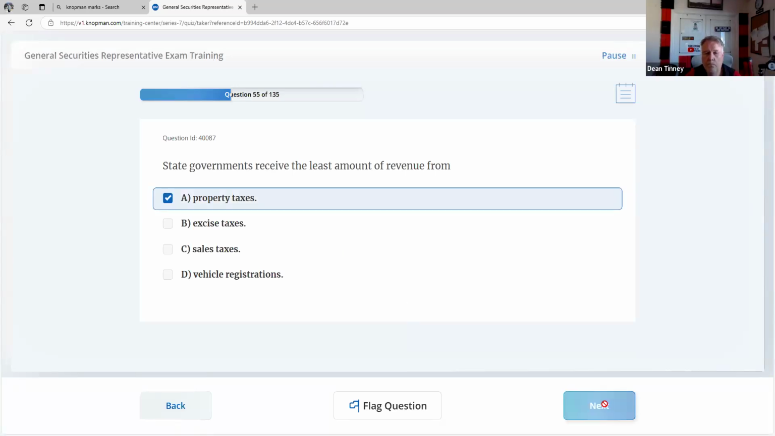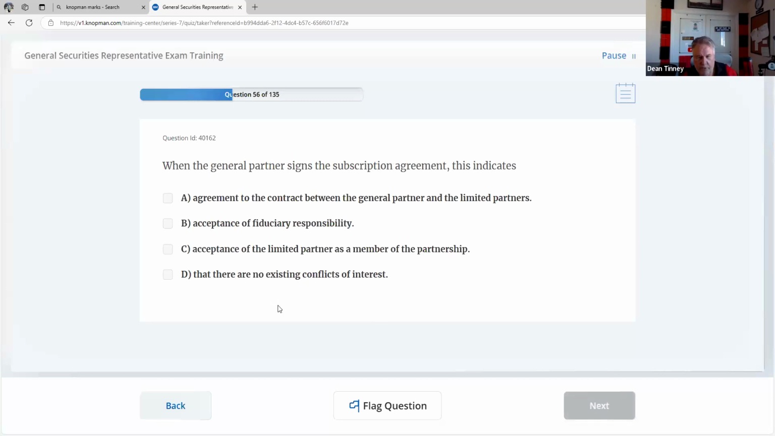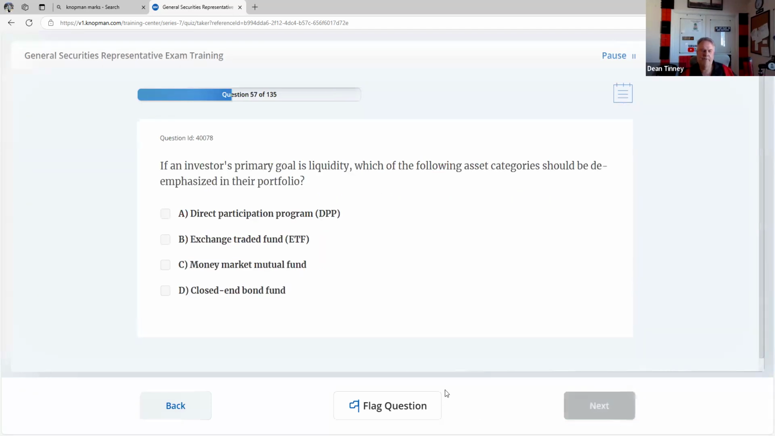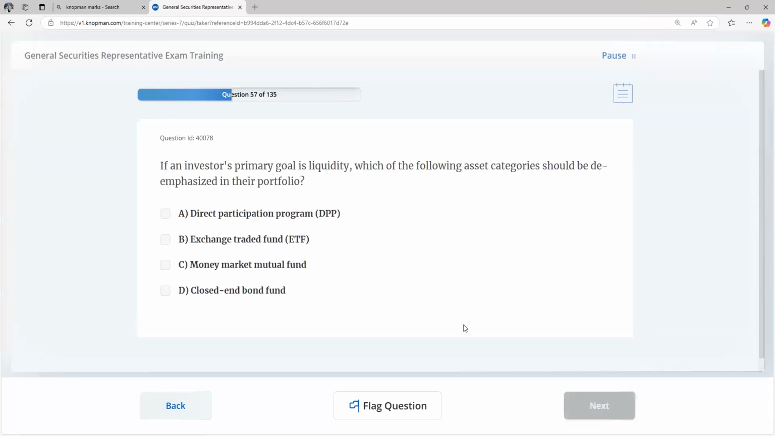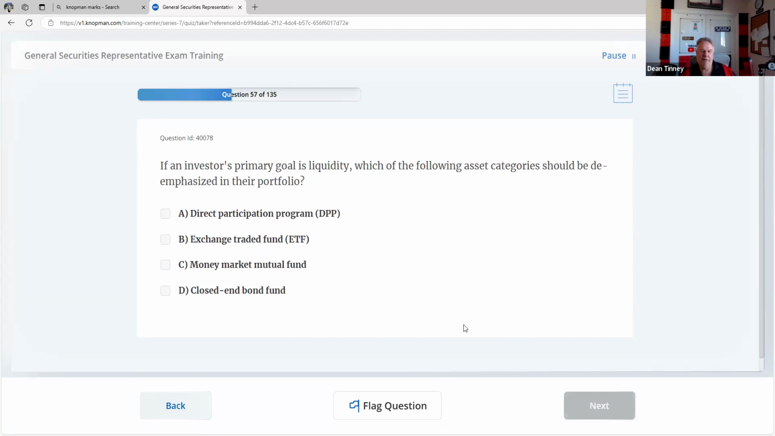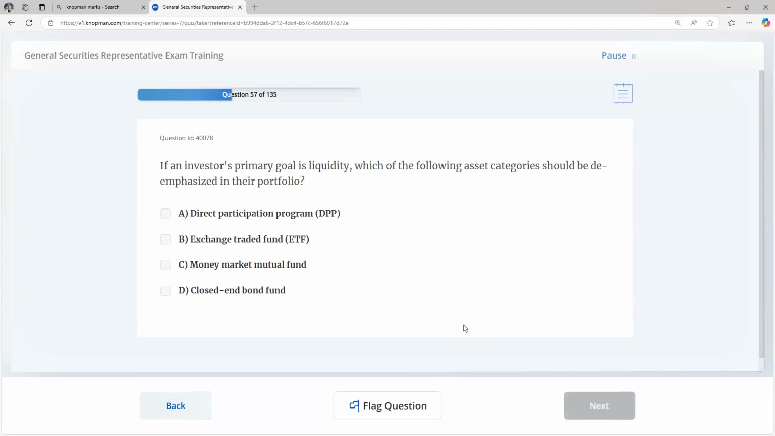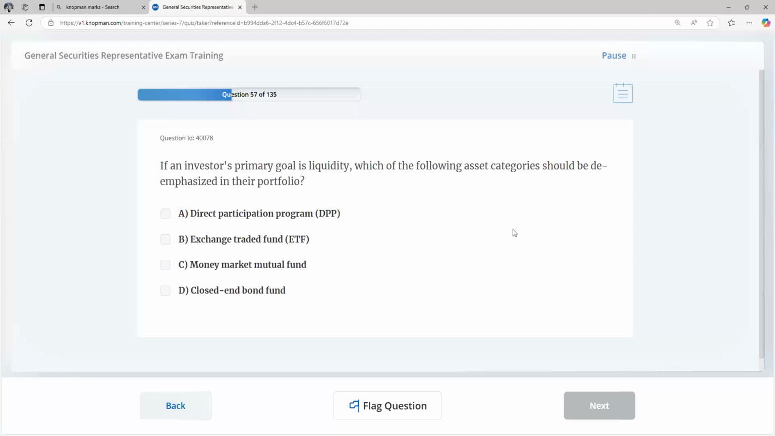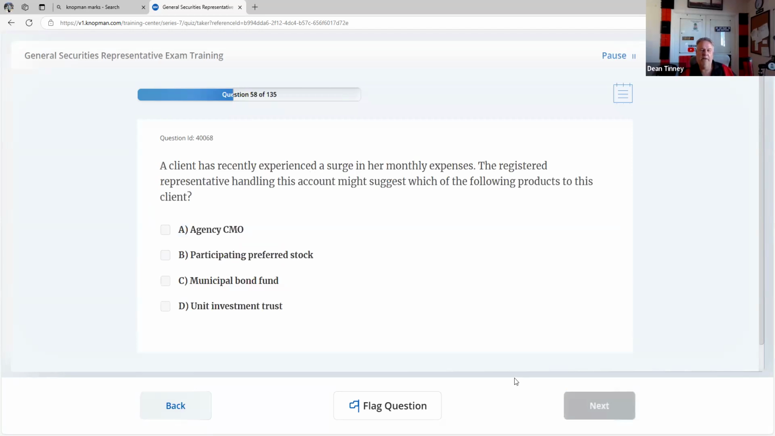When the general partner signs a subscription agreement, this indicates the acceptance of the limited partner. Yeah, welcome to the partnership. Woohoo. Or at least that's what I think. Yeah, I used to use that when people would sign up. It'd say, you've been admitted. If an investor's primary goal is liquidity, which of the following should be de-emphasized in their portfolio? That would be the direct participation. Absolutely, very illiquid.